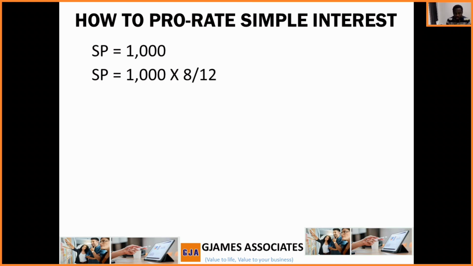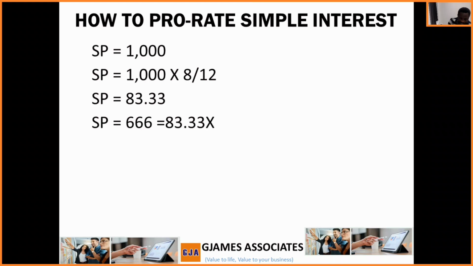Figure matches. If you calculate it, on a monthly basis it is going to give us 83.33, and in 8 months, you calculate it. Figure matches, please help me. If you calculate it, you are going to get 666 or 667 if you approximate it. That is, 666 equals 83.33, I just don't want it to be complicated, times 8. So if you multiply 83.33 by 8 months, it is going to give you 666 or 667, as the case may be.